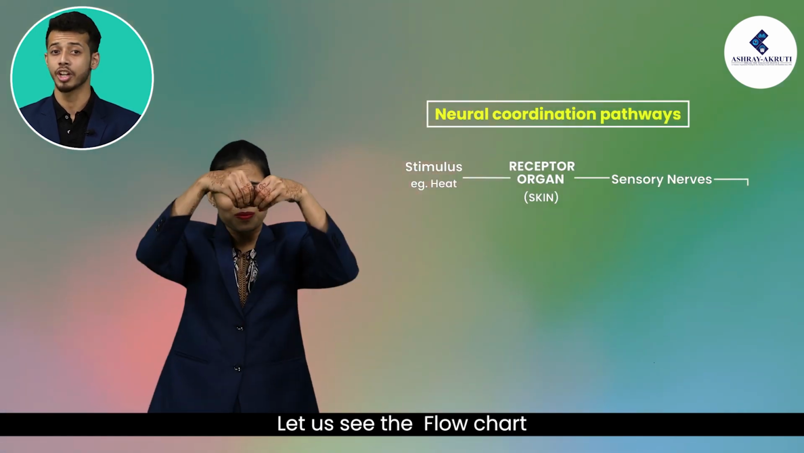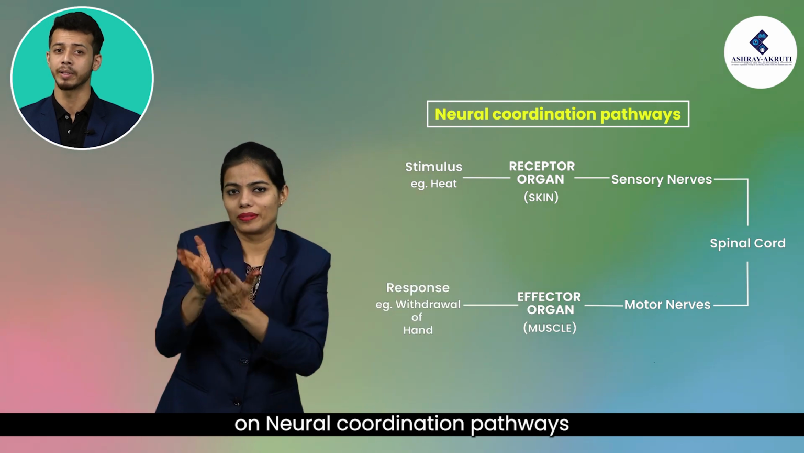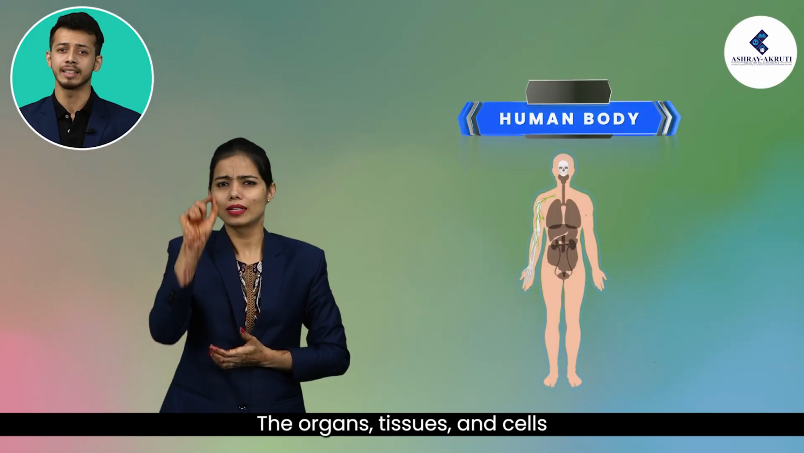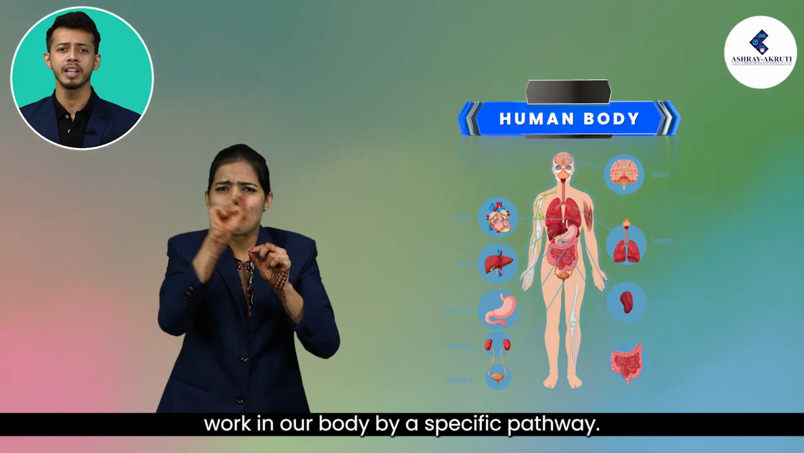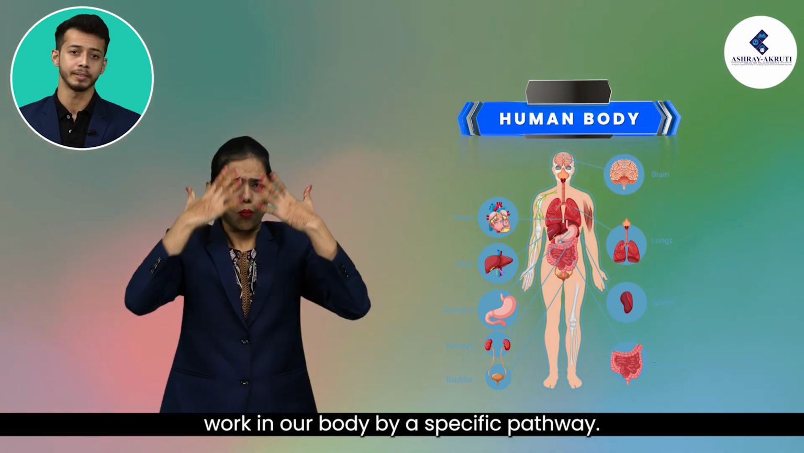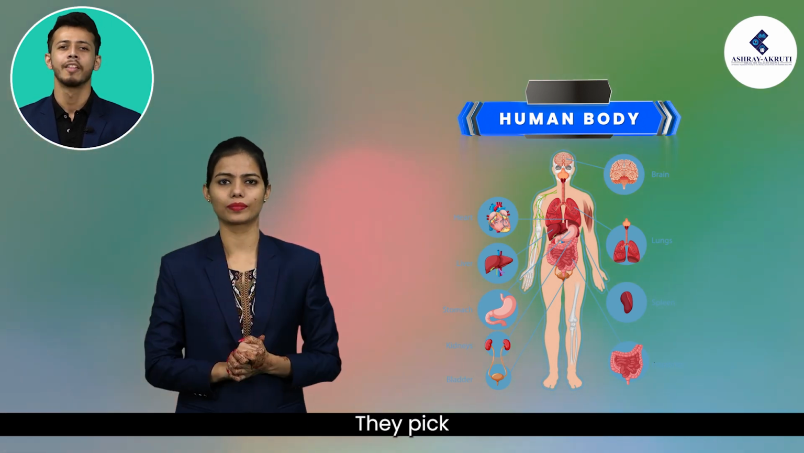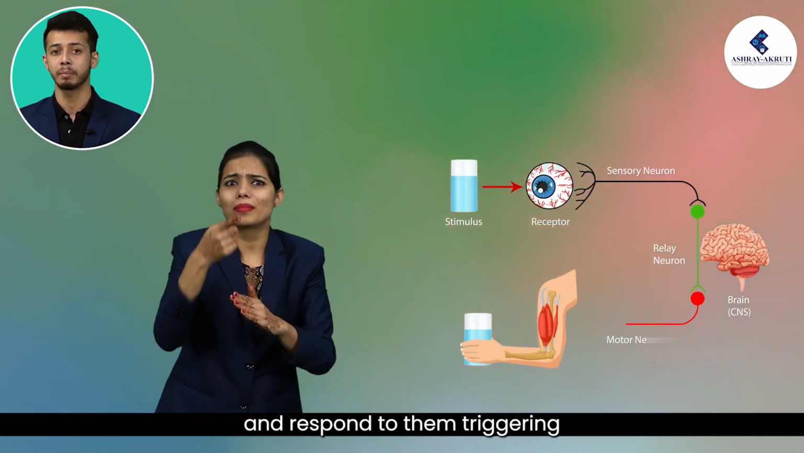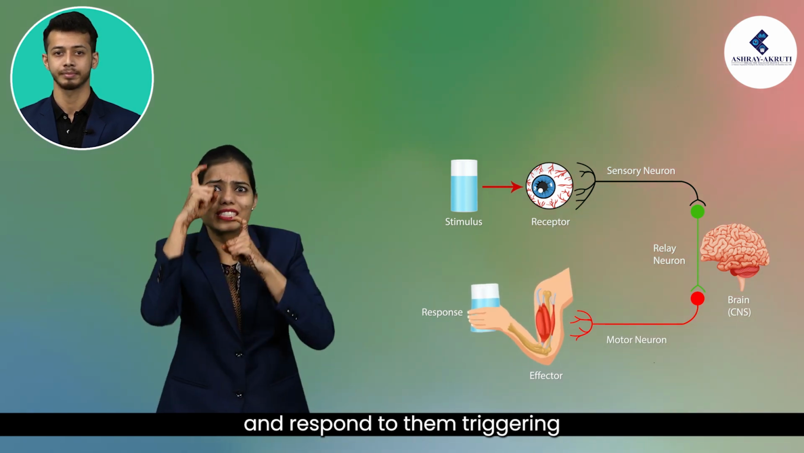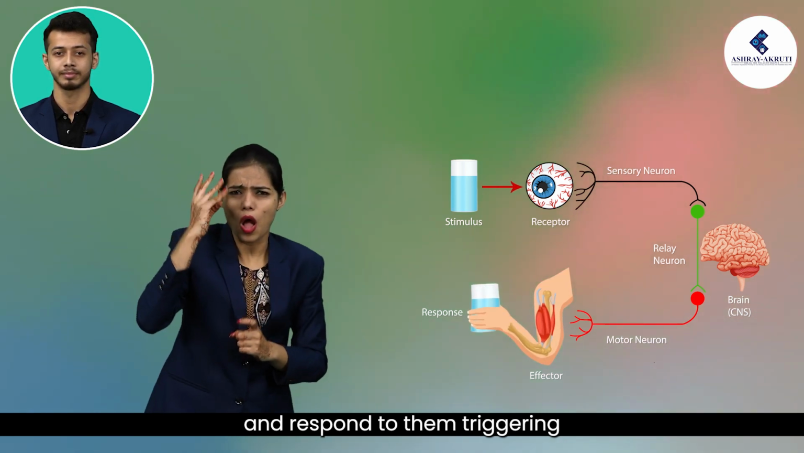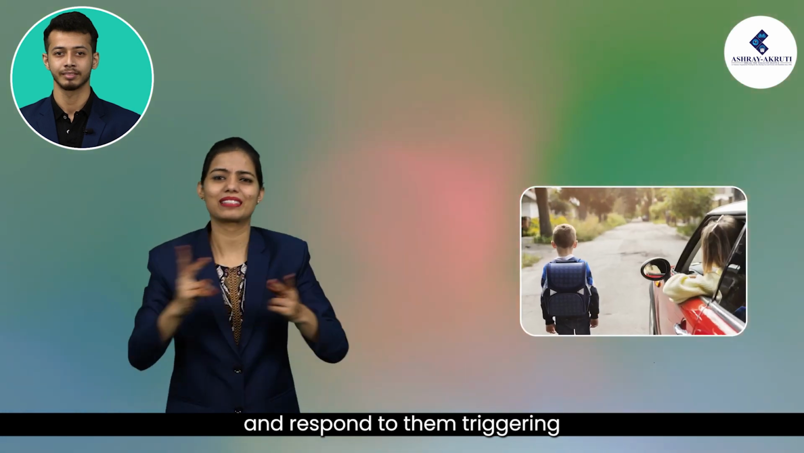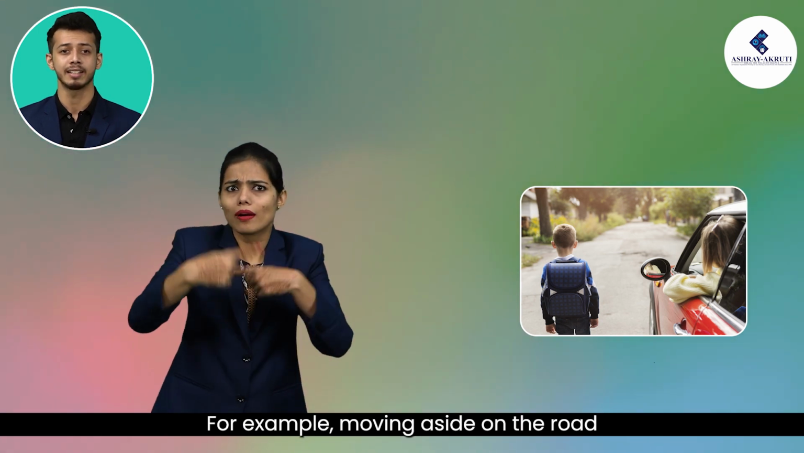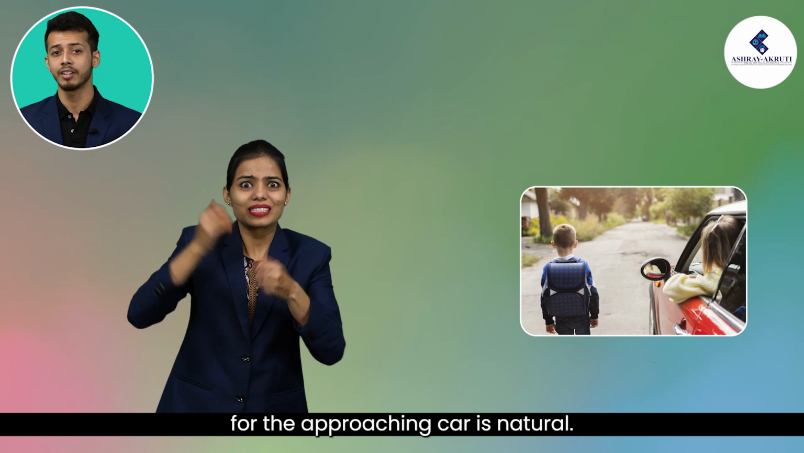Let us see the flow chart on neural coordination pathways. The organs, tissues and cells work in our body by a specific pathway. They pick up the signals of change from the surroundings and respond to them, triggering different functions in our body. For example, moving aside on the road for the approaching car is natural.